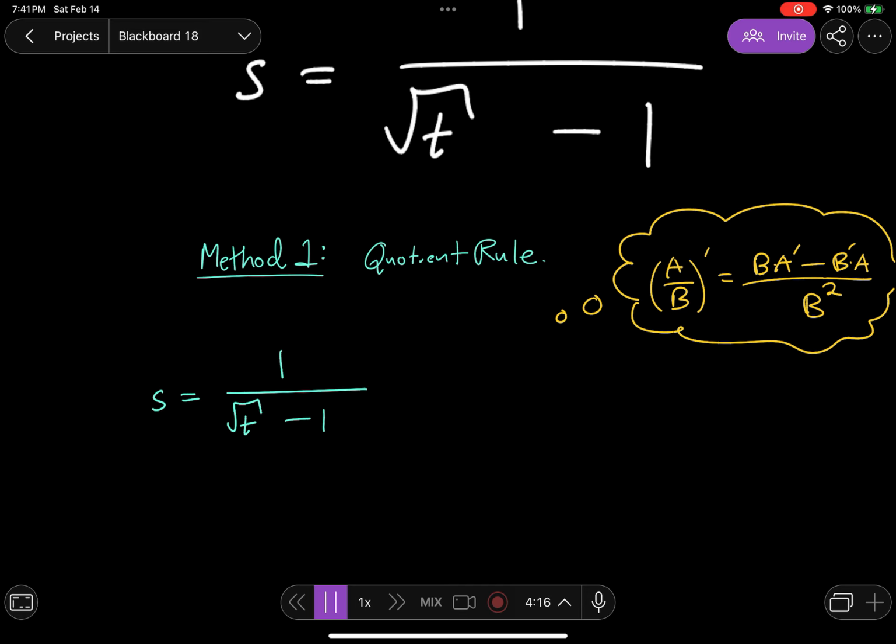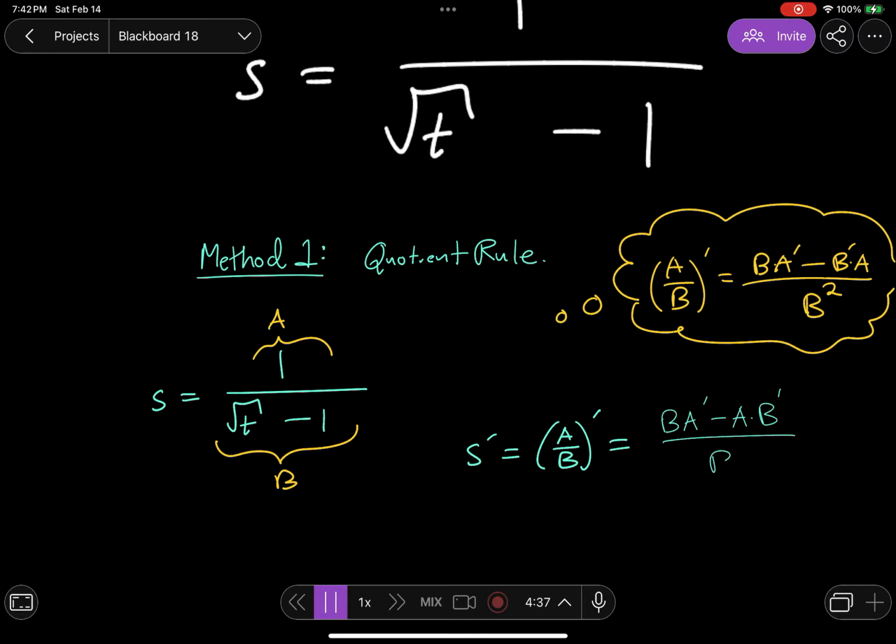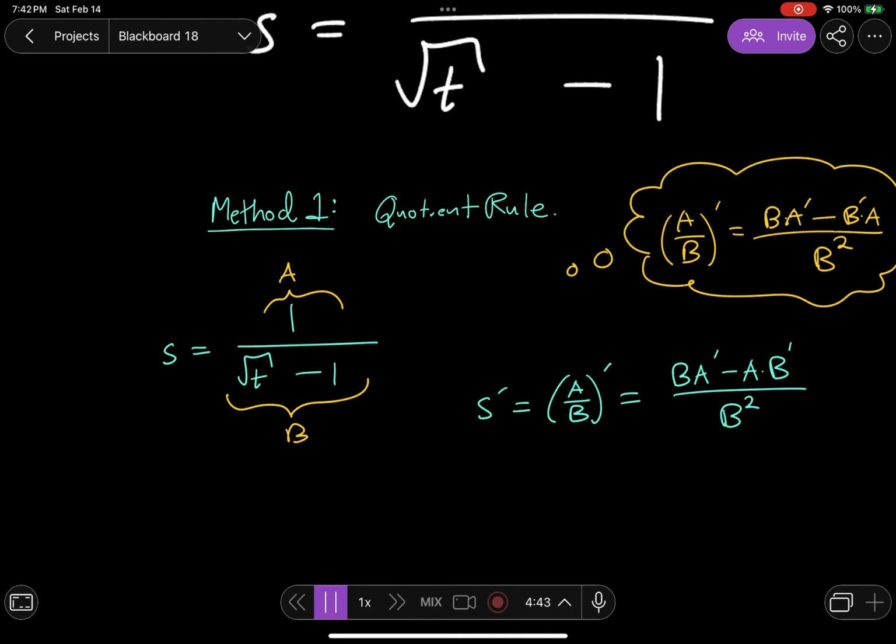So what I'm going to do is simply name some stuff here. It looks like I can name this one A and this one B, which would mean that S prime is equal to A over B prime, but I know what that is. That's going to be low D high minus high D low, all divided by low squared. So I really just need to find two pieces. I need to figure out what A prime is and what B prime is.